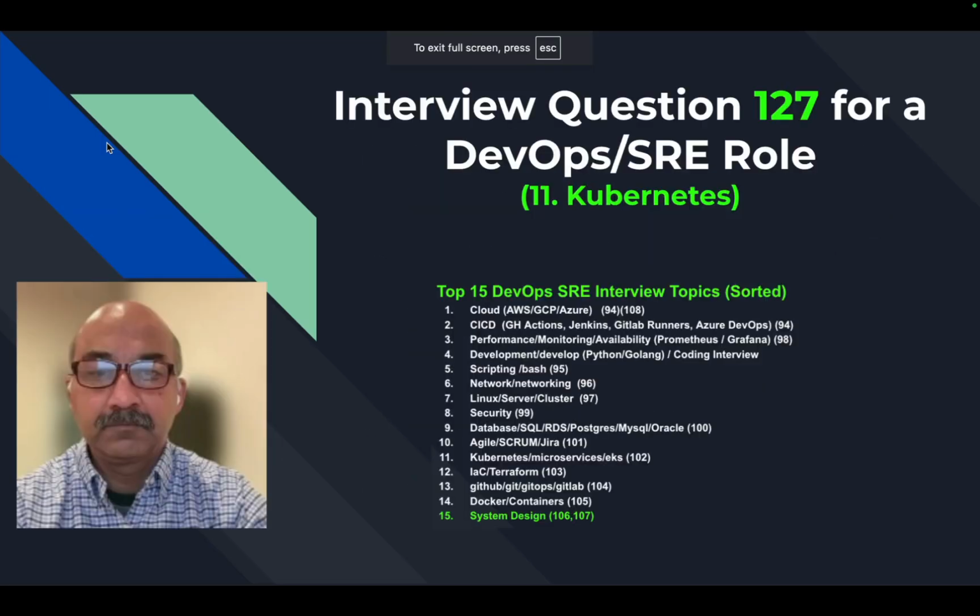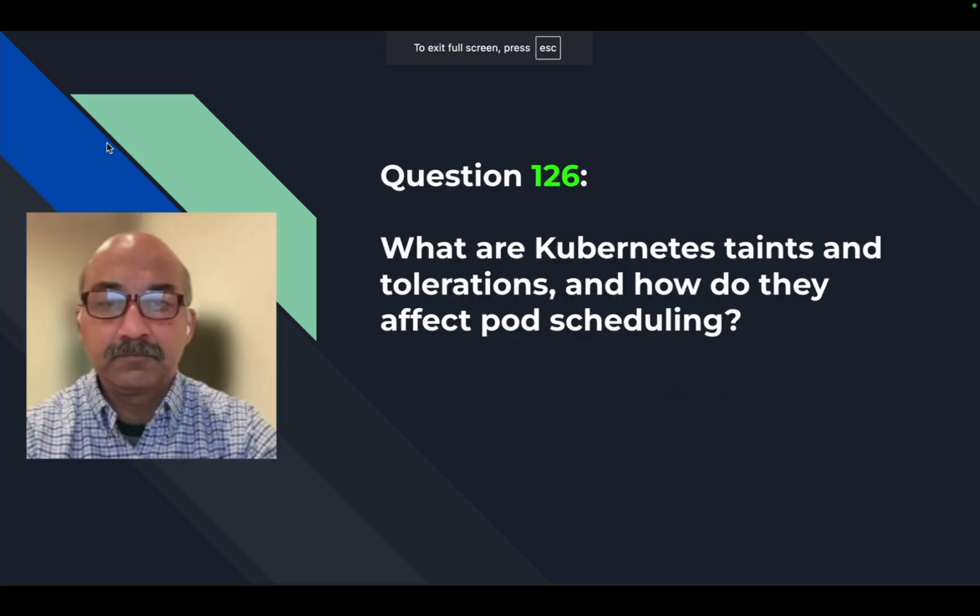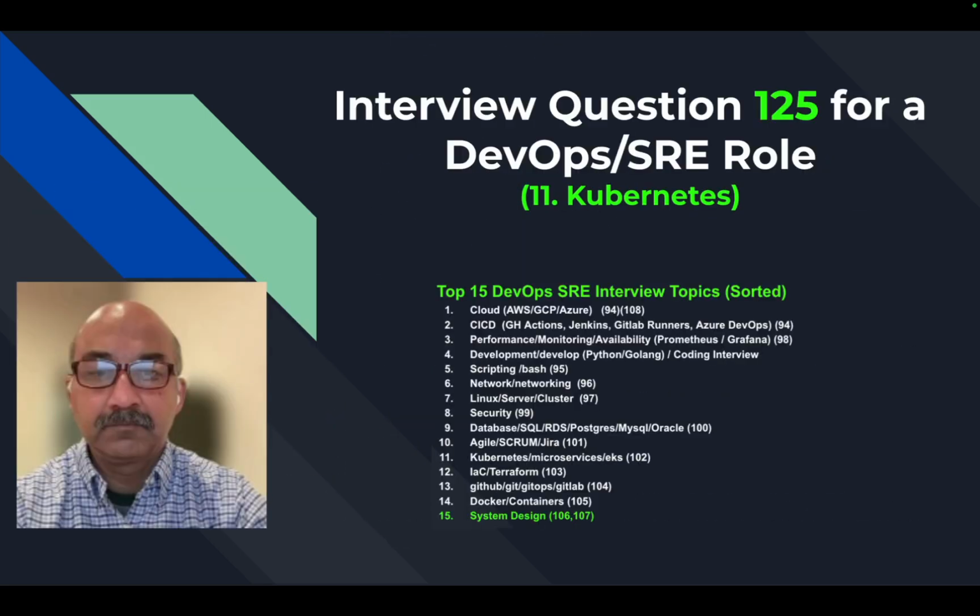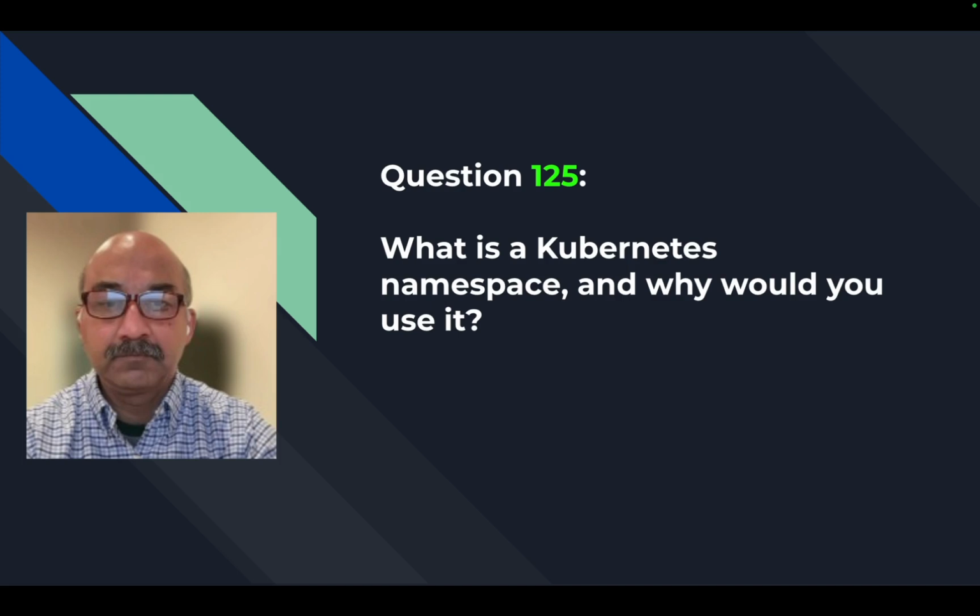So today's number is 125. The question today in Kubernetes is, what is Kubernetes namespace and why would you use it? This is actually a pretty trivial question. If you know anything about Kubernetes, you probably know about this already. But it is possible that this shows up as a security type question in a DevOps SRE interview.